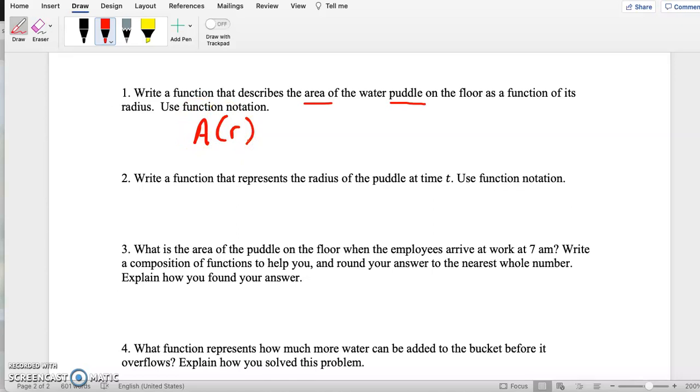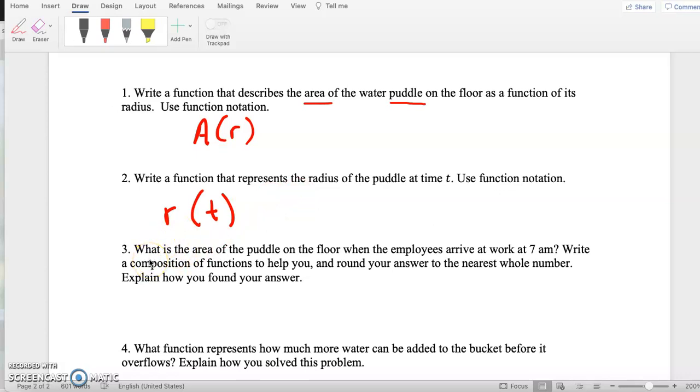Write a function that represents the radius of the puddle at time t. Use function notation. So go back into the passage and figure out how much the puddle is increasing by. So what is the rate per minute? And we're going to write that in function notation where we've got the radius of the puddle at time t.